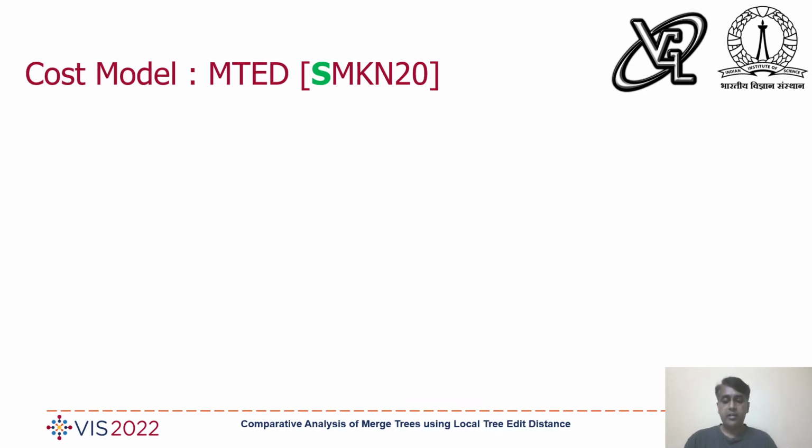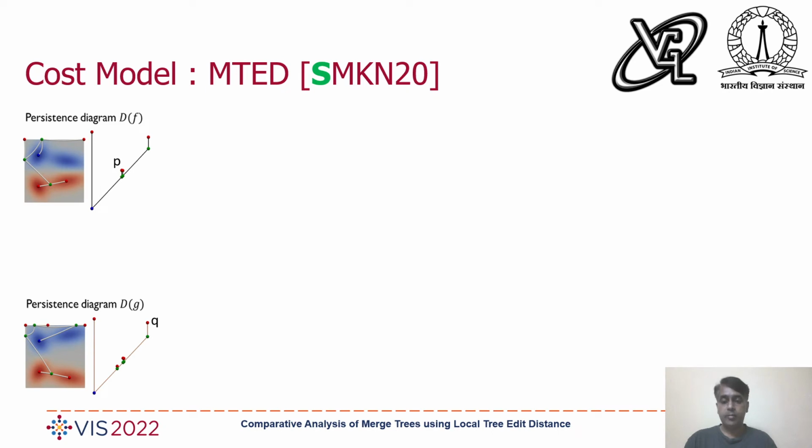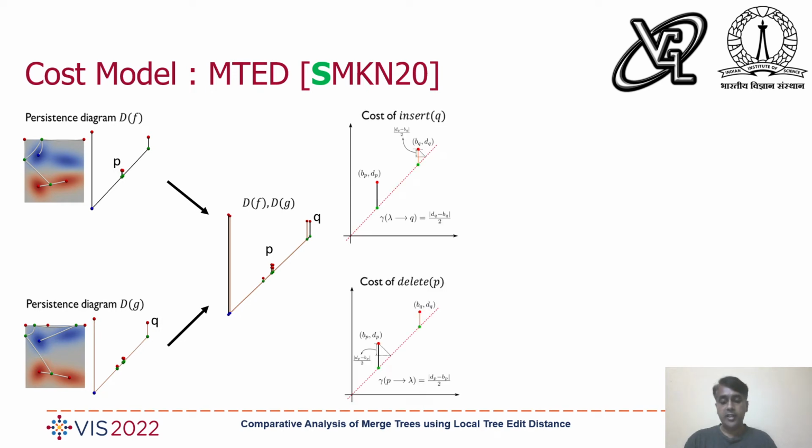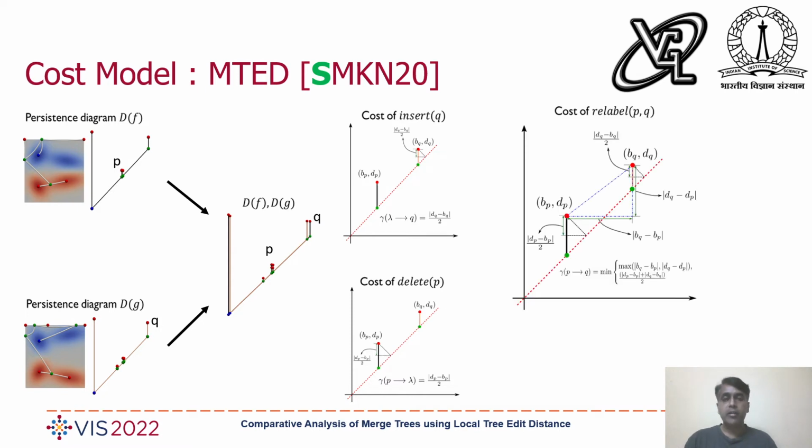We define the edit cost for a pair of nodes P, Q by considering the corresponding features in the persistence diagram. The cost of insert and delete is given by the L infinity cost between the features and the diagonal. The relabel cost is given by the minimum of two quantities. One, the L infinity cost between the features in the diagram, and the sum of the delete and insert operations, as relabel can be a combination of these two.